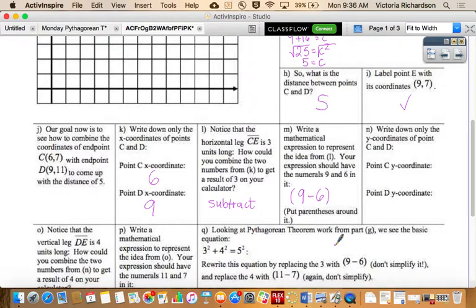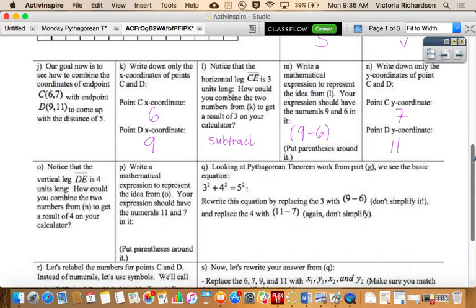Now we need to look at N. And N says, write down only the y coordinates of points C and D. So what is the y coordinate of point C? 7. Good job. And what is the y coordinate of point D? 11. All right.